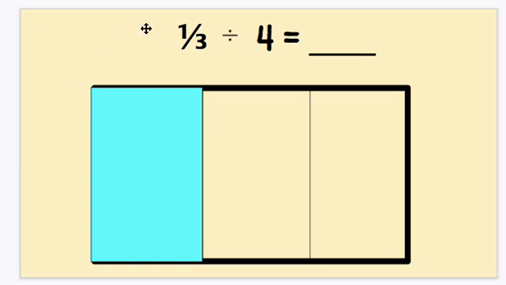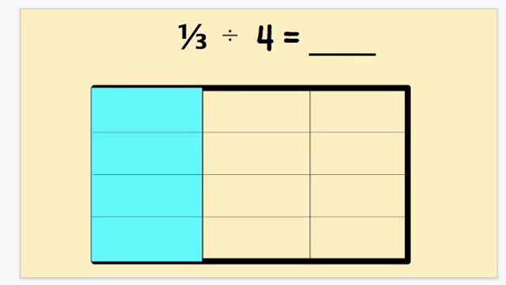Now I have 1/3 of my rectangle shaded. We are going to take that 1/3 and divide it by 4. So I am going to put in 3 lines going the opposite direction to represent 4. If you take a look, I have cut my third into 4 pieces, and now I am ready to find my answer to my division problem.